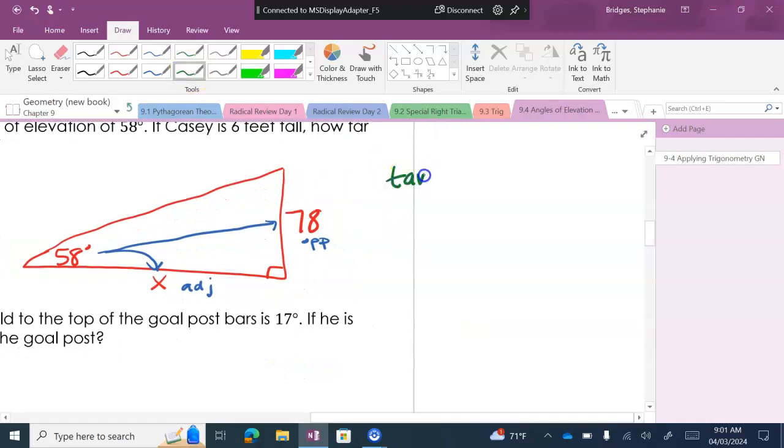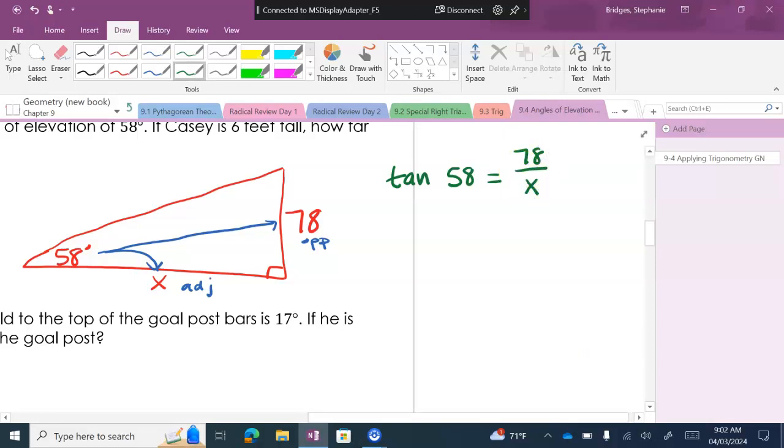Now we can set it up just like we did yesterday. The tangent of my angle, that's 58 degrees, is equal to opposite over adjacent. If you're not sure, it says it right here. Opposite over adjacent. O over A. Which one do we have labeled as the opposite side? And then my adjacent side is X.